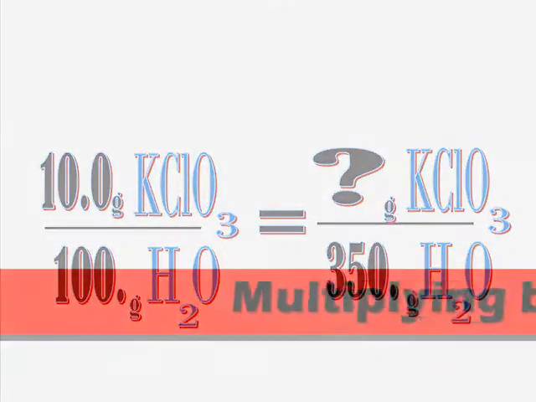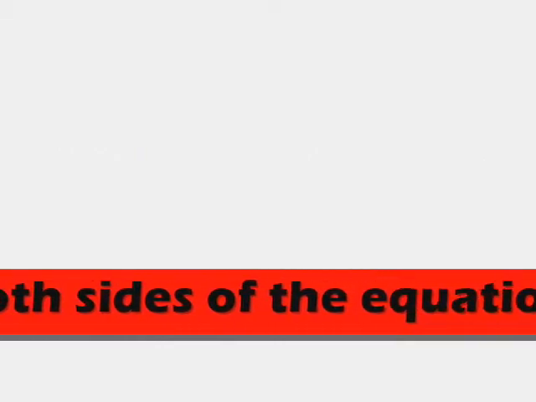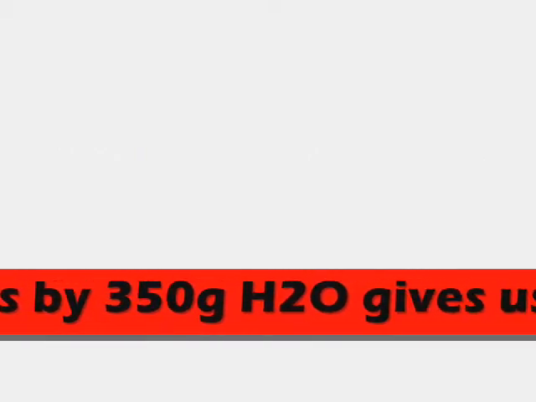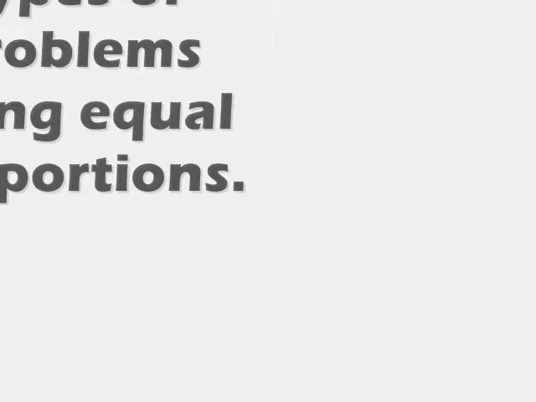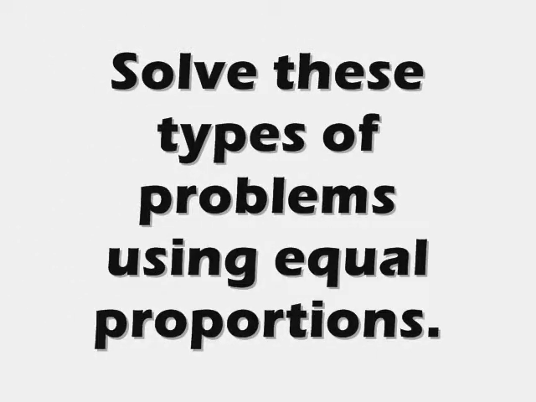If we multiply both sides of the equation by 350 grams of water, you see we get the following equation. Notice how grams of water factor out. And our resulting answer is 35 grams of potassium chlorate. Now, these are nice round numbers, but this method works very well even when the numbers aren't so convenient.